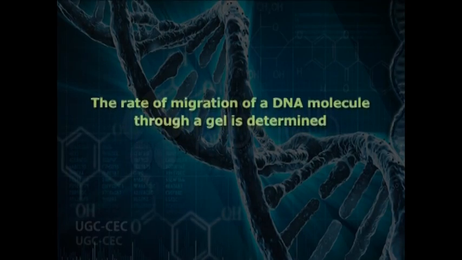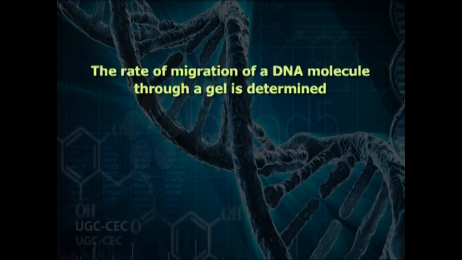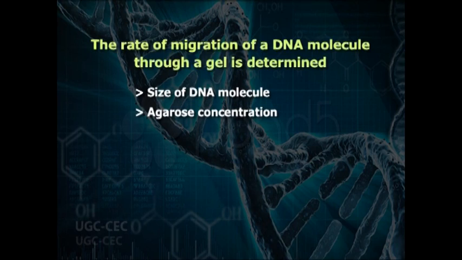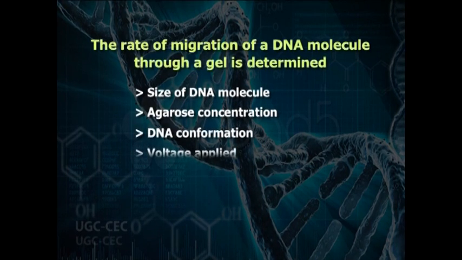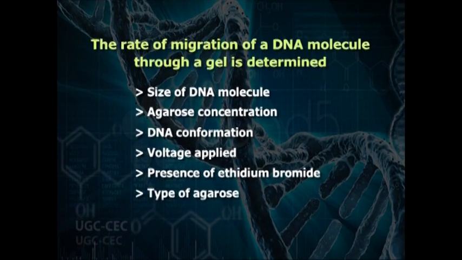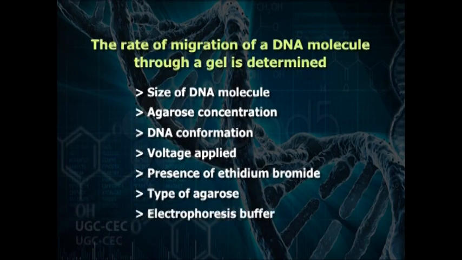The rate of migration of a DNA molecule through gel is determined by the following: size of the DNA molecule, agarose concentration, DNA conformation, voltage applied, presence of ethidium bromide, type of agarose and electrophoresis buffer.